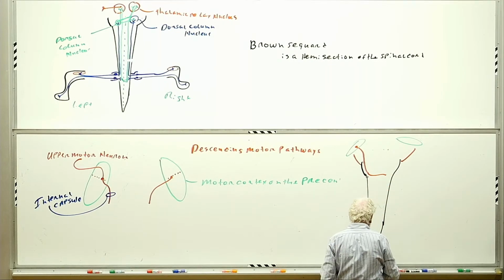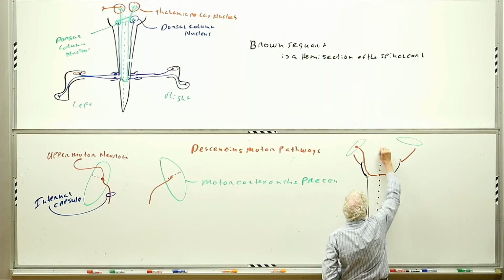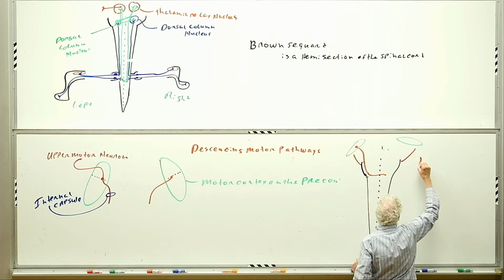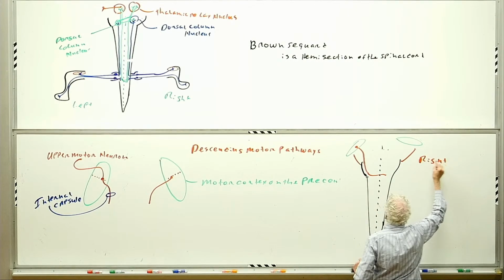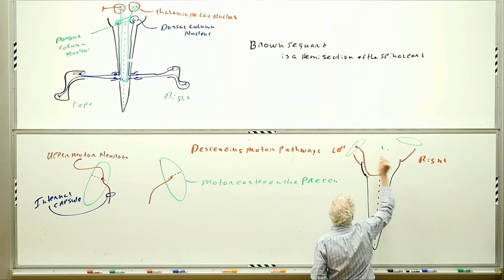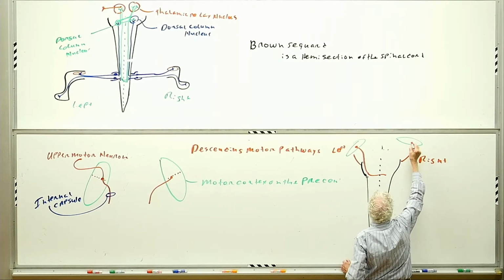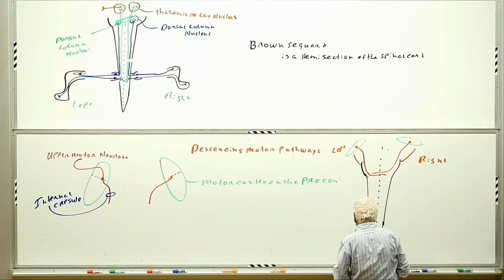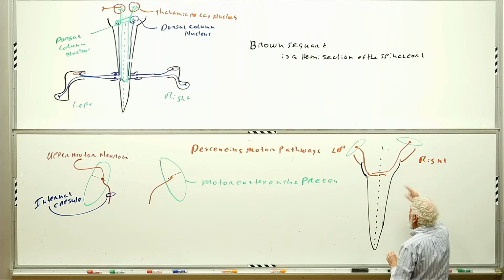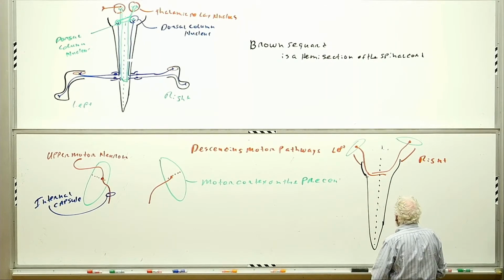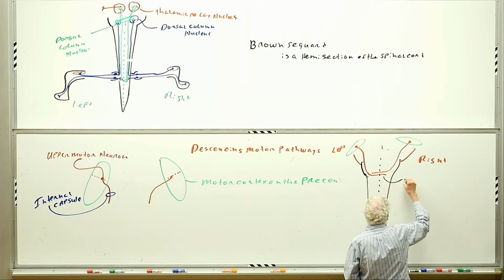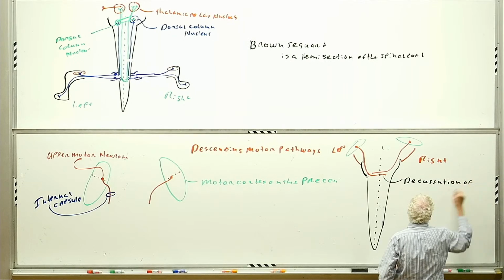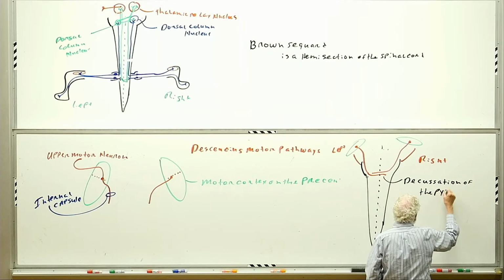So again, a reminder, we're bilaterally symmetrical. And if we follow one of these upper motor neurons from the right side and the left side, we see that the ones from the right side again come down and cross over in the brainstem just before the brainstem fuses with the spinal cord. This region has a name. This is called the decussation of the pyramids.